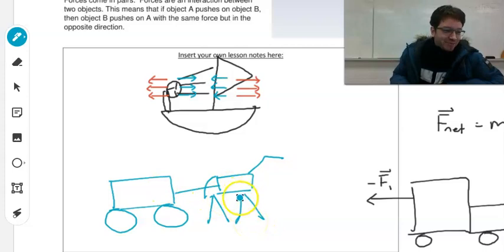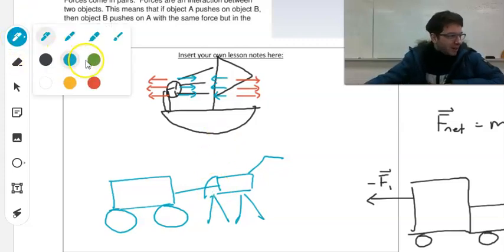Now, if the horse pulls on the carriage, and due to Newton's third law, the carriage pulls back on the horse with the exact same force, how do they ever move? All right, so lots of good ideas. Let me recap.